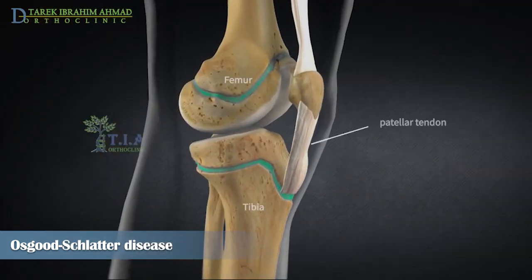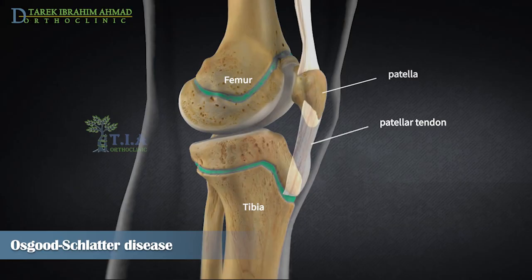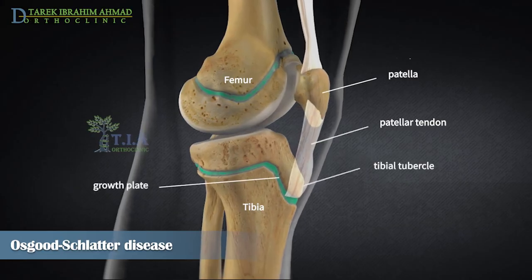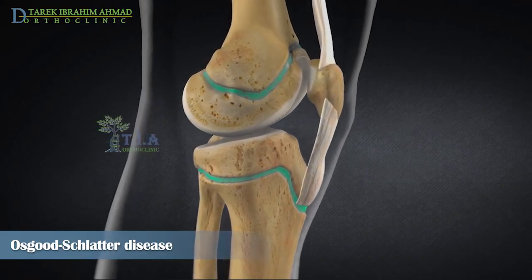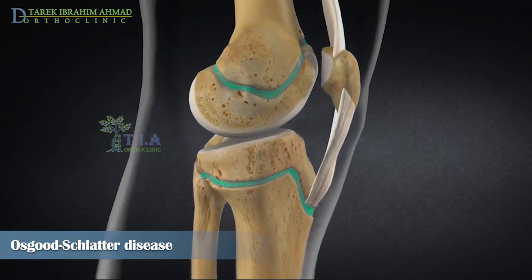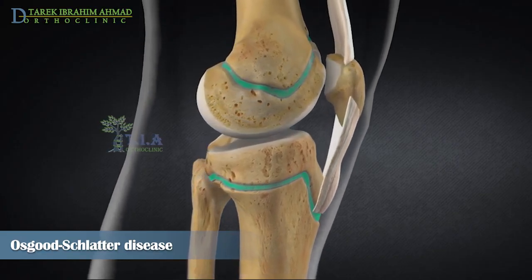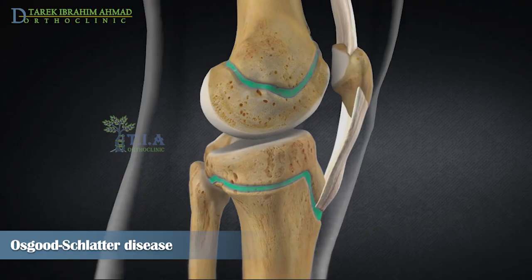The tendon from the kneecap, patella, attaches down to the growth plate in the front of the leg bone, tibial tubercle. The thigh muscles, quadriceps, attach to the patella through the quadriceps tendon, and when they pull on the patella, this puts tension on the patellar tendon. The patellar tendon then pulls on the tibia in the area of the growth plate.